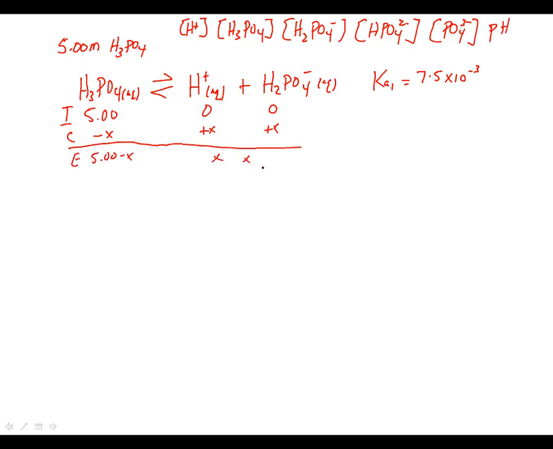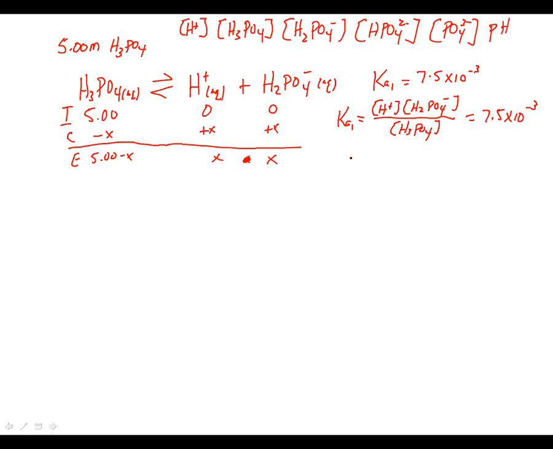I sort of missed that. We'll move it over. X, there we go. Just like normal, this would go into our Ka1 expression, which is our products over our reactants. And again, that's going to equal our Ka1 value.